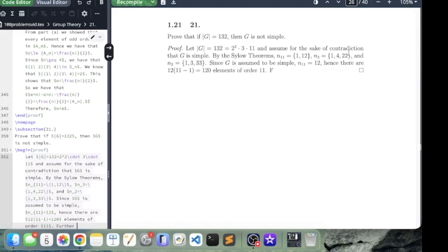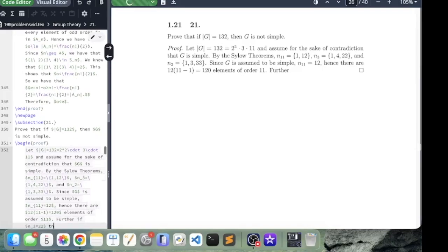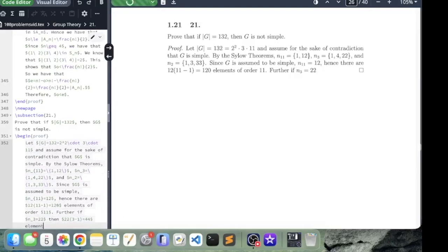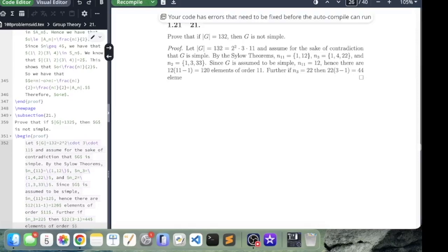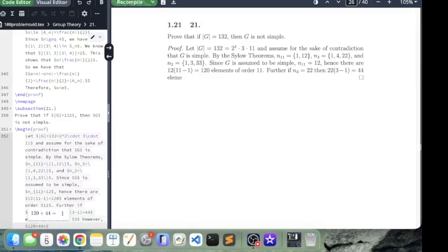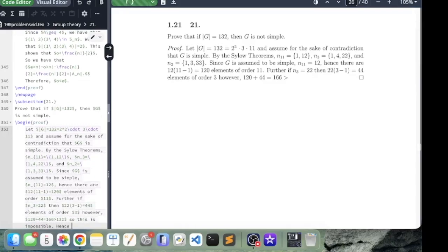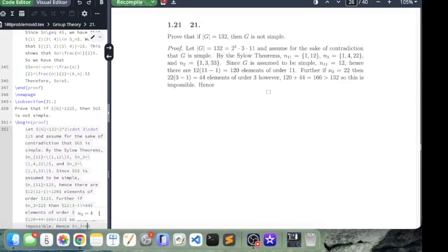Further, we can rule out 22, because if there were 22 Sylow 3 subgroups, then 22 times 3 minus 1 is equal to 44 elements of order 3. However, 120 plus 44 is equal to 166, which is greater than 132. So this is impossible. Hence, the number of Sylow 3 subgroups has to be 4.